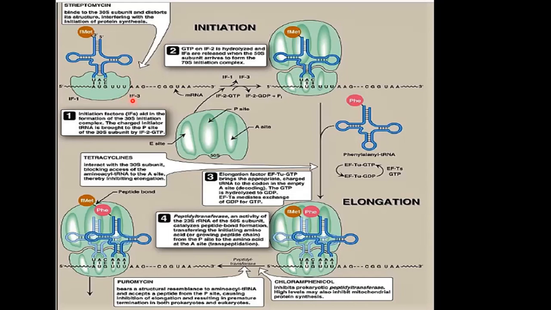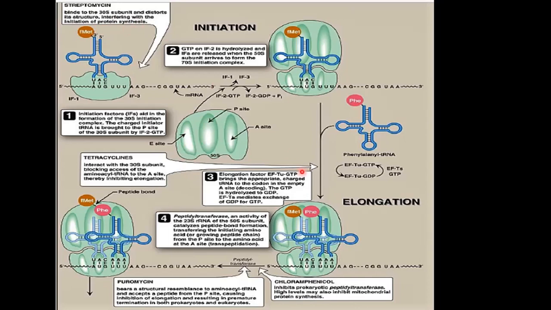You can see the initiation factor 3 here will prevent the association of the small ribosomal subunit with the large. So what streptomycin does is that it binds to the 30S subunit and it will distort its structure. By distorting its structure, it will interfere with the initiation of protein synthesis.